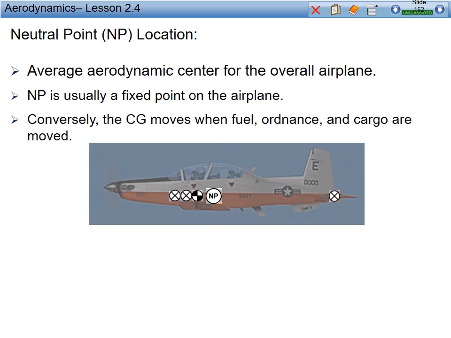An airplane's neutral point is the average aerodynamic center for the overall airplane. Neutral point is usually a fixed point on the airplane, as most wings do not move and most airplanes do not transform their figure. Conversely, the center of gravity can move when fuel is shifted, when ordnance is dropped, and when cargo moves inside of the aircraft.